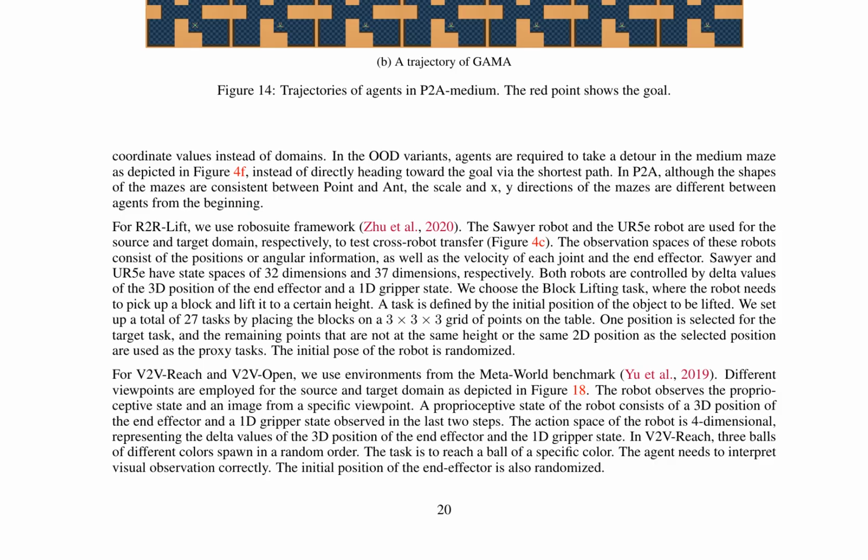The task in V2V reach involves reaching a ball of a specific color, requiring the agent to interpret visual observations correctly. Overall, the authors provide a comprehensive overview of the experiment setup, highlighting the complexities of the tasks and environments used to test cross-domain and cross-robot transfer. The visualization results demonstrate the ability of the agents to adapt to new situations, while the environment details emphasize the challenges of lifelong learning in diverse and dynamic scenarios.